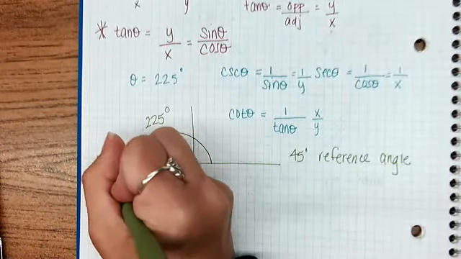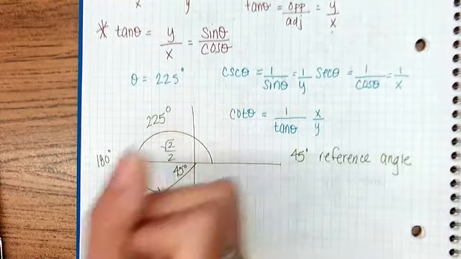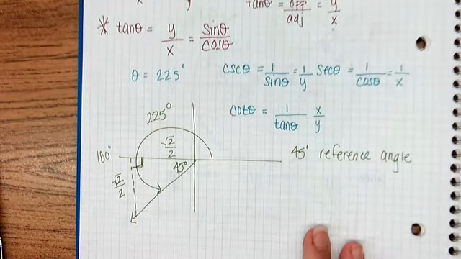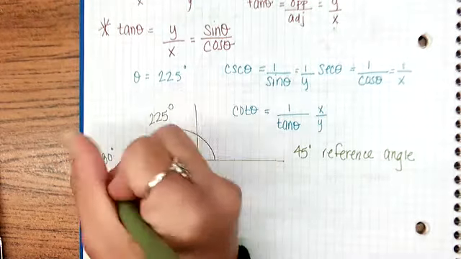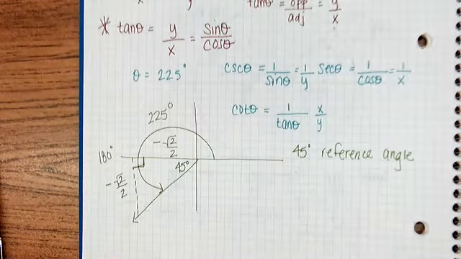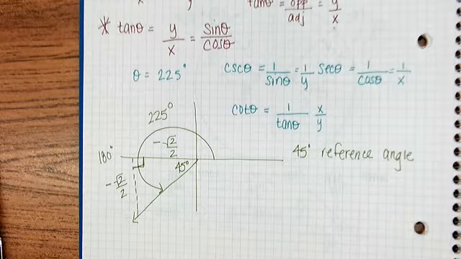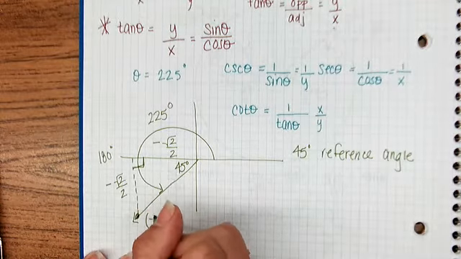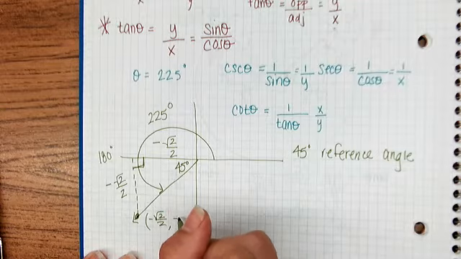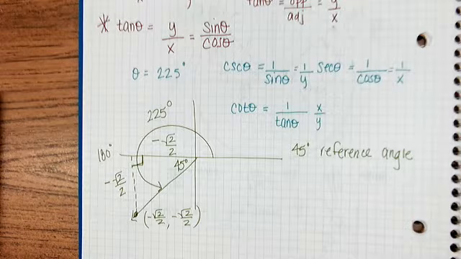Opposite side, root 2 over 2. The adjacent side, root 2 over 2, not really. What am I forgetting? Negatives, because I'm in quadrant 3. So it's negative root 2 over 2, negative root 2 over 2. Okay, so on the unit circle, this point right here is negative root 2 over 2, negative root 2 over 2. And now you can answer all the questions.